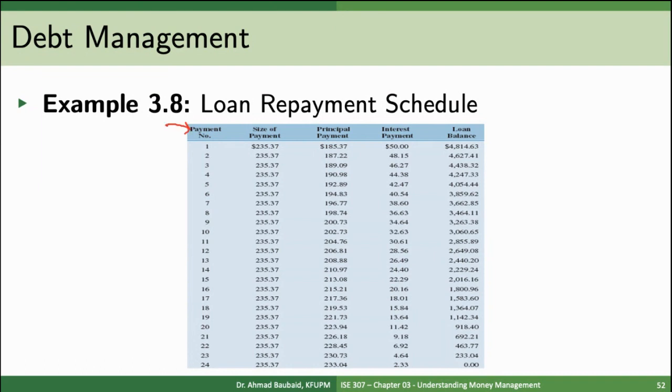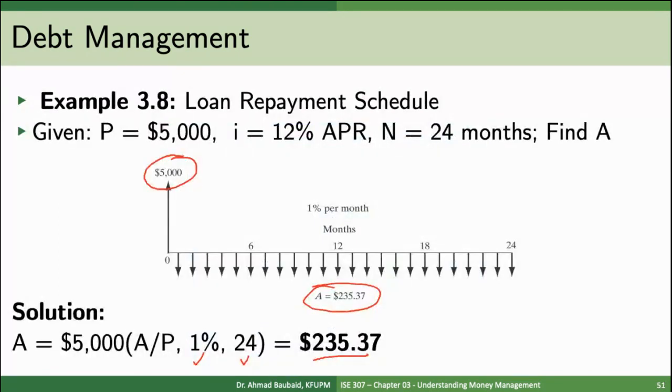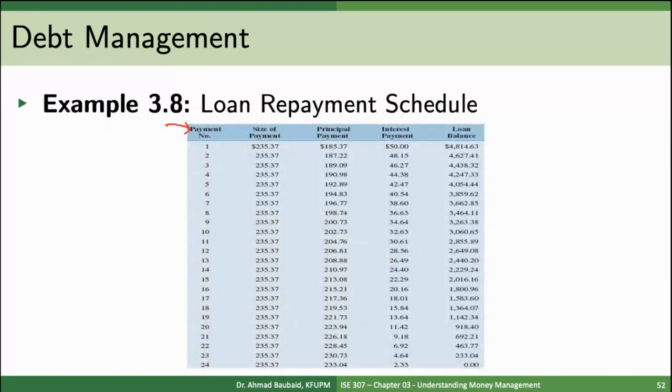So this is just telling you the payment number all the way to 24. Each payment, as we computed, is going to be for $235.37. As you see here, the size of the payment is just going to be $235.37 for the entirety of the loan, 24 months. A useful thing is to compute how much of this payment that you're making.